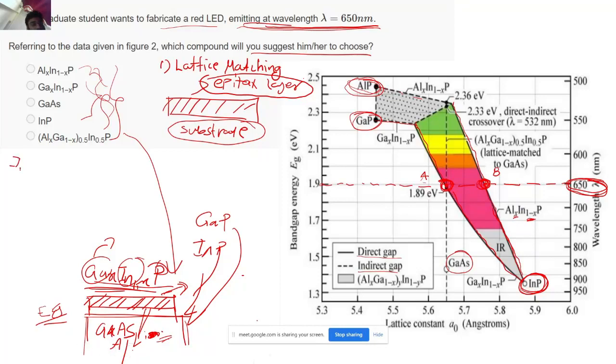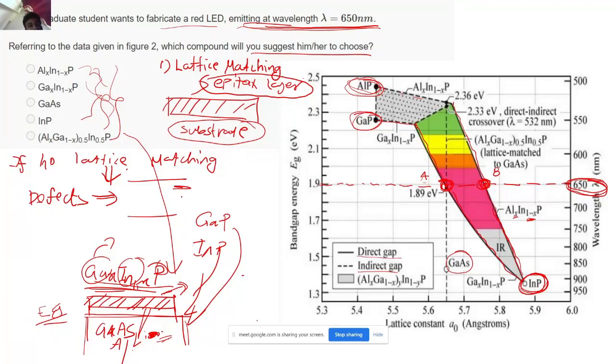So let me write, if no lattice matching, then what is going to happen? We are going to get defects. What will happen because of the defects? It will introduce some levels in between the Eg. So you will get some levels in the band gap, and they will give you a recombination which will be non-radiative in nature, right? You don't want this to happen.